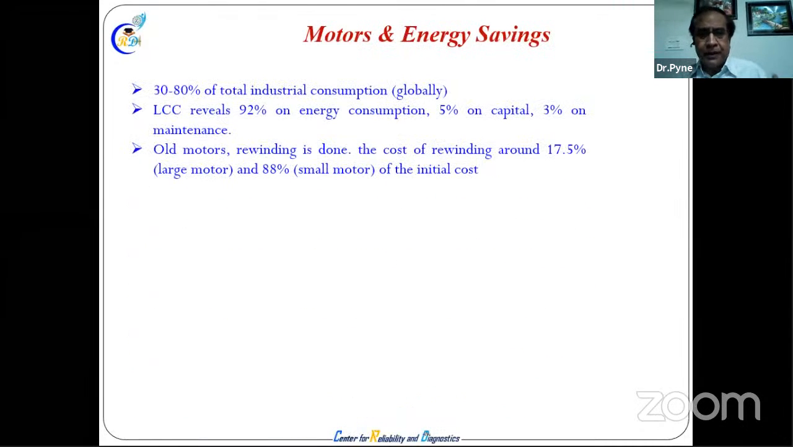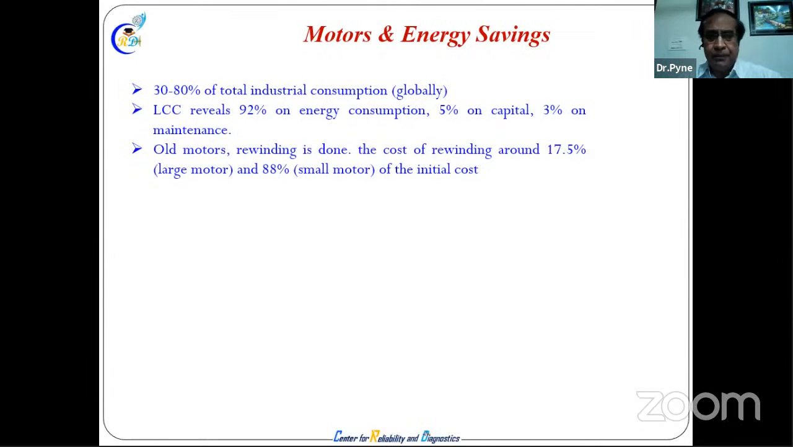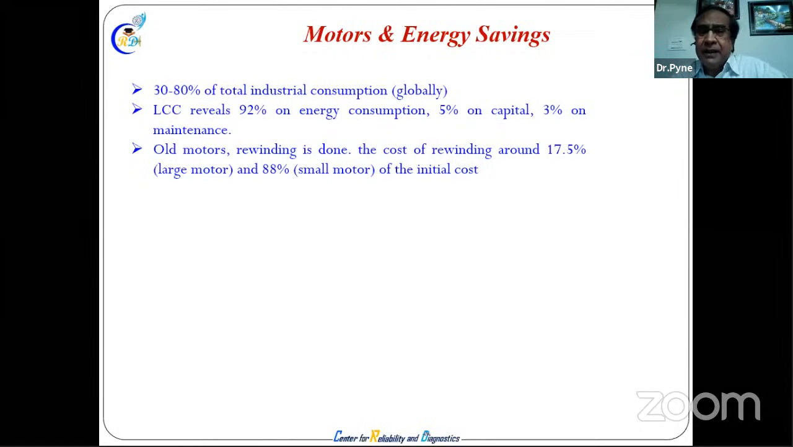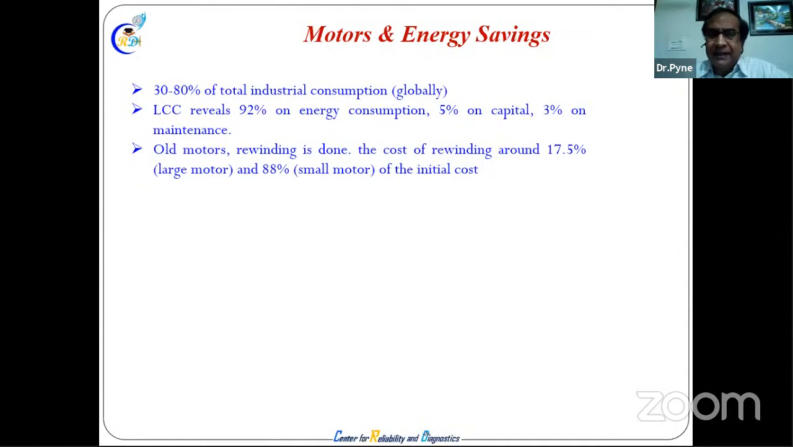For critical assets, motor energy saving is 30 to 80% of total industry globally, if you see. And in life cycle costing, 92% is energy consumption itself: 5% on capital, 3% on maintenance, and about 90% on energy consumption. This motor, if it is not maintained, the maintenance cost is labor, spares and other things. But much more energy can be saved if you take proper care: electrical unbalance should not be there, eccentric gap should not be there, and the bearings at both points of the motor should run properly.